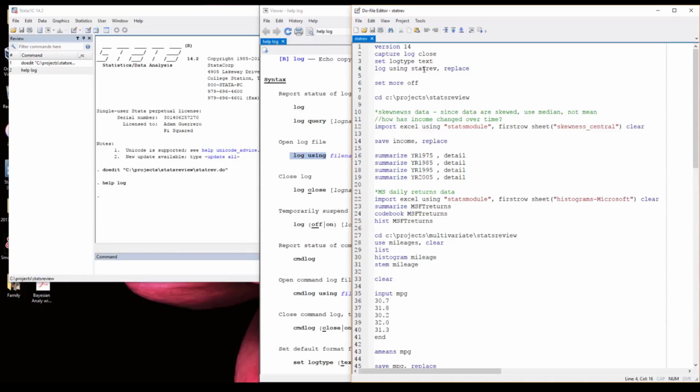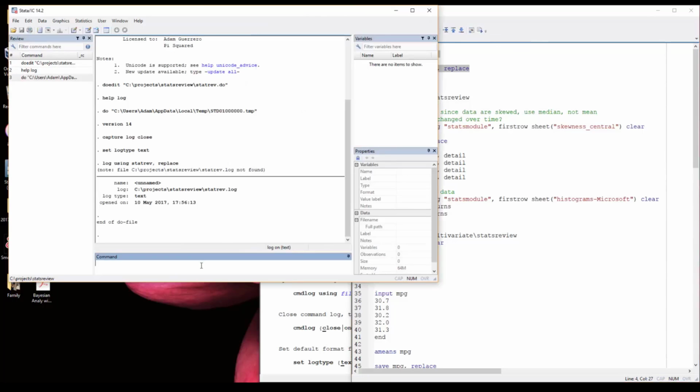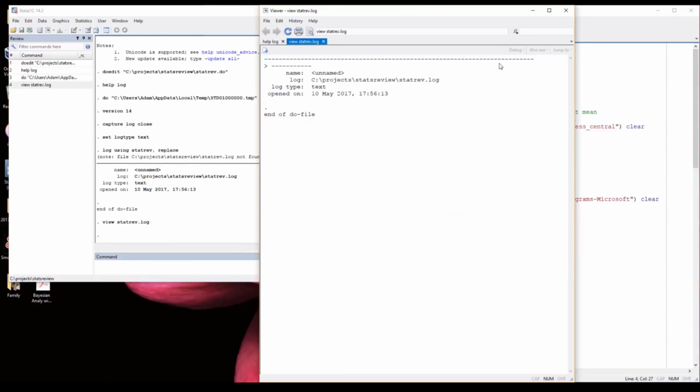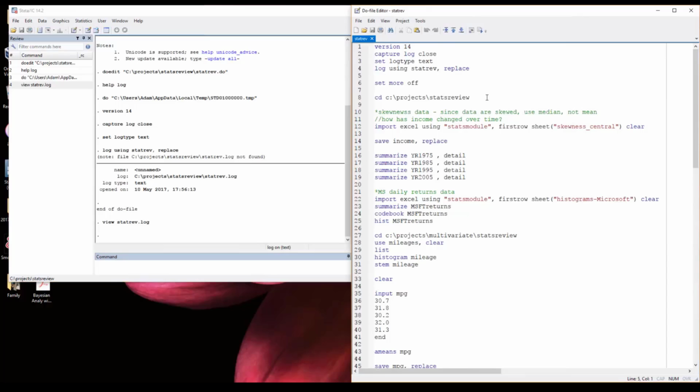It's really easy. So log using stat rev, the suffix for this file is a .log file, and then I'm inputting the replace option so that when I run this program more than once, it doesn't stop on an error, hey, that file already exists. I'm going to replace that file every time that I run the program. So I can highlight the commands that I want to run, press this arrow, and if I go to view stat rev.log, I can see the log file. Of course, there's nothing in it because we haven't really done anything.